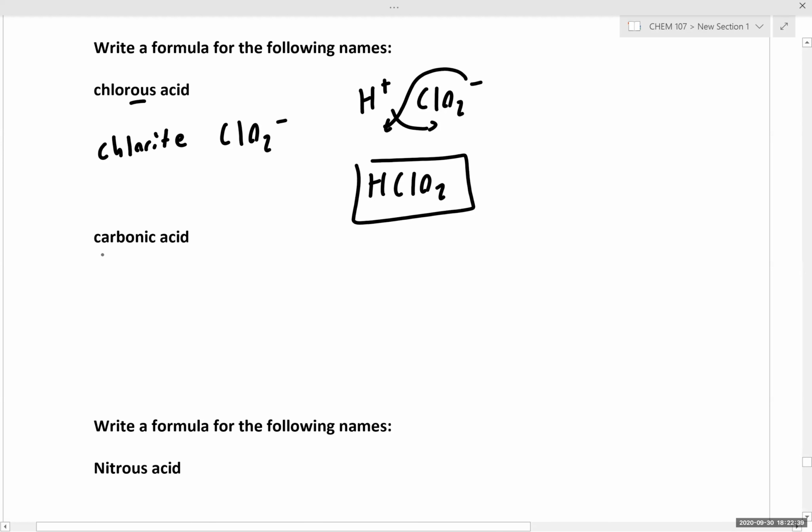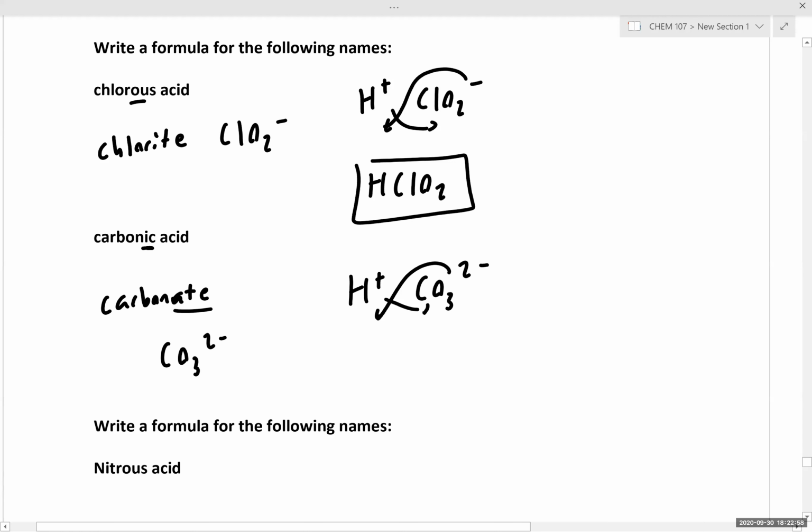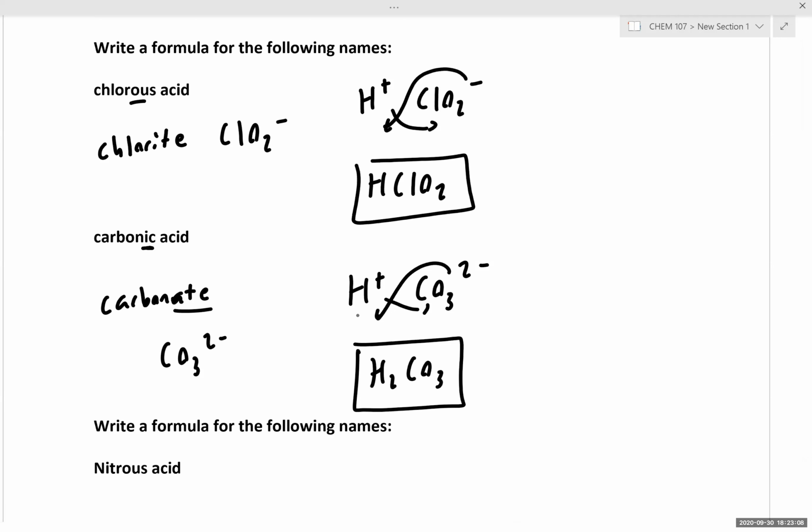A little bit more interestingly, carbonic acid, IC is derived from ATE, so carbonic acid is derived from carbonate. Carbonate is CO3 2 minus. So now we cross our charges. So we have H plus and CO3 2 minus, and that in turn gives us H2CO3. Do these examples make sense to everyone? Is everyone comfortable with these examples so far? Any questions so far?